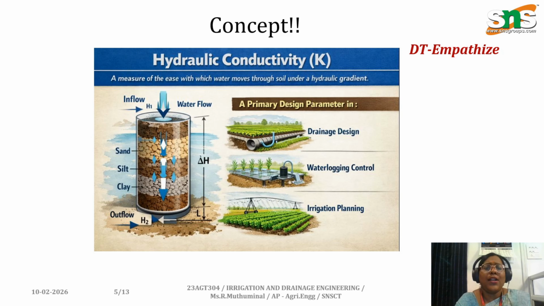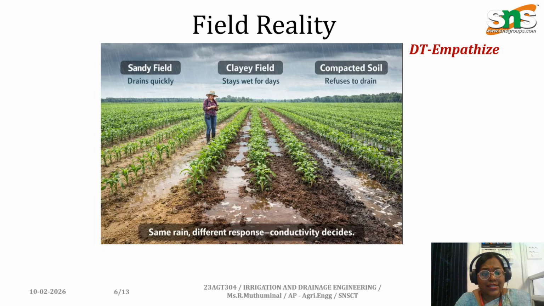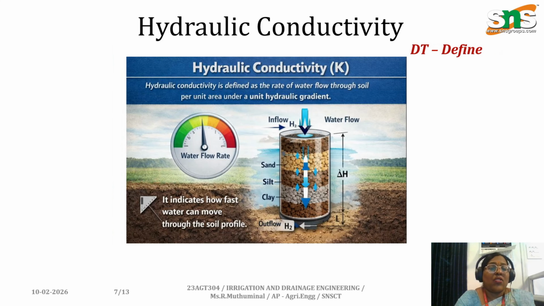The principle involved under hydraulic conductivity is Darcy's law. I have shown you here a field reality of how the water conductivity happens depending upon the soil texture and soil characteristics. If it is a sandy field, the water will drain quickly. If it is a clayey field, it will stay wet for days. And if it is a compacted soil, the water refuses to drain. So even though it is the same rain, the response is different; conductivity decides. So this is known as hydraulic conductivity.